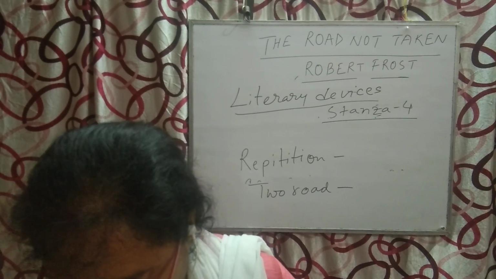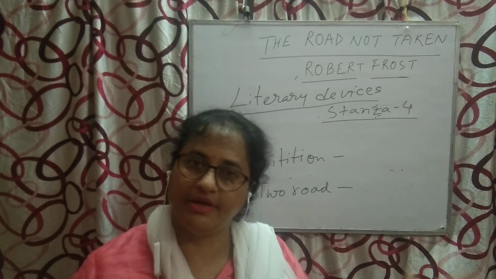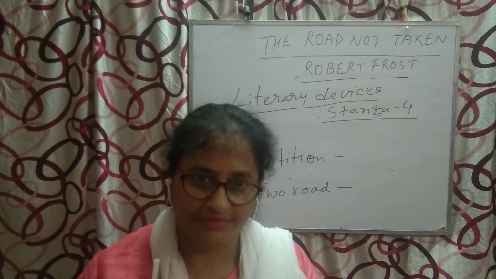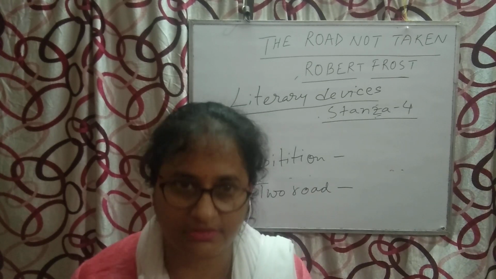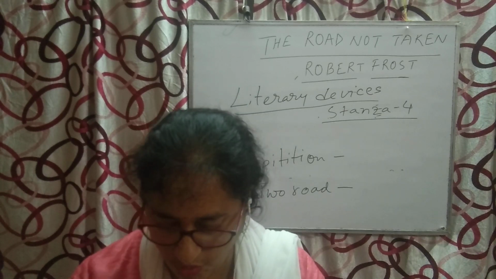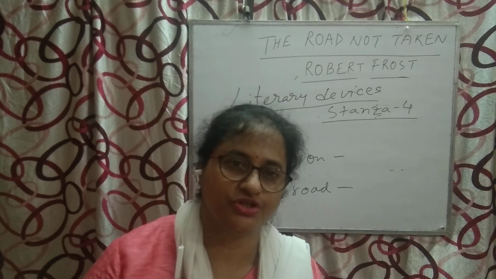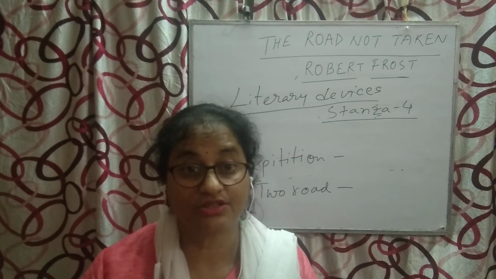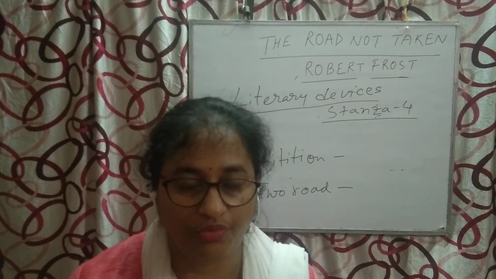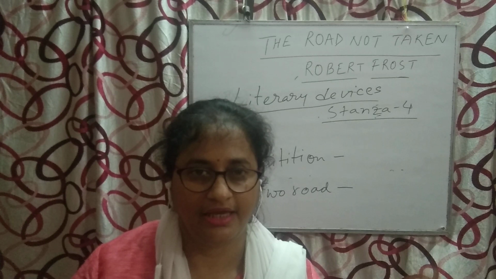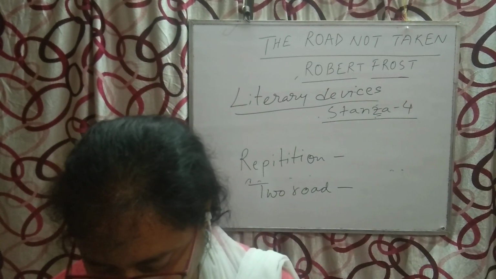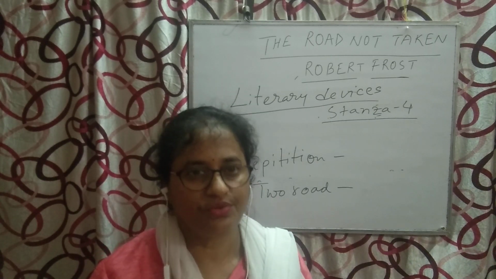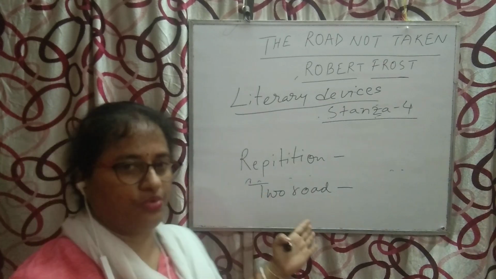less traveled by." Now see, maybe there were two paths. We cannot handle two paths together. So out of the two, we have to take one option and go on. And this is the crucial point of our life, because our future depends on whatever options we have chosen in our earlier age, in our very young age. That's why symbolically the poet used two roads.